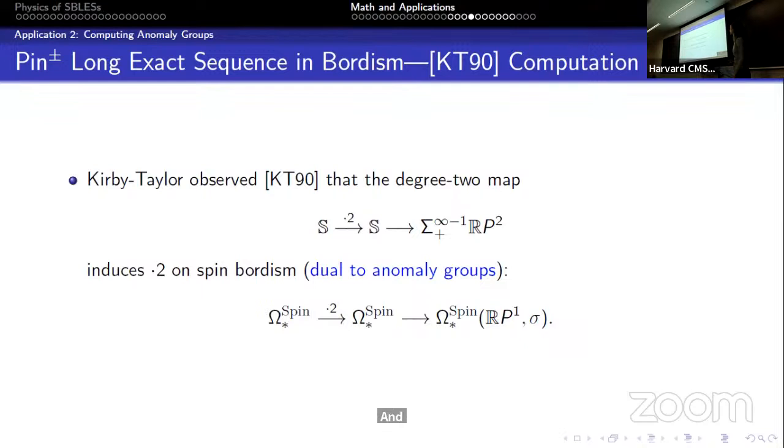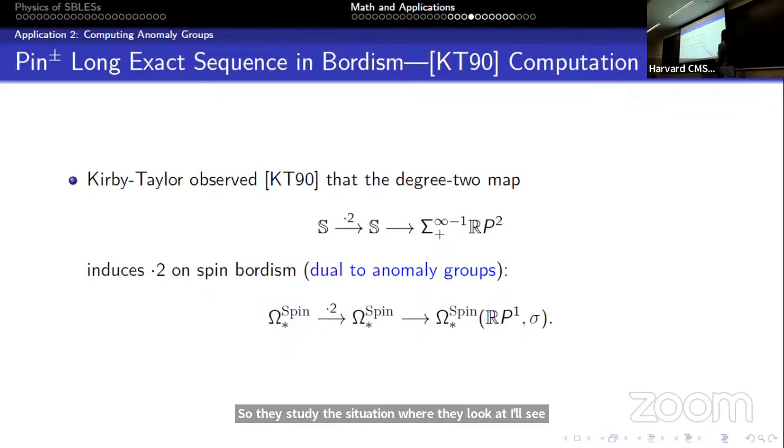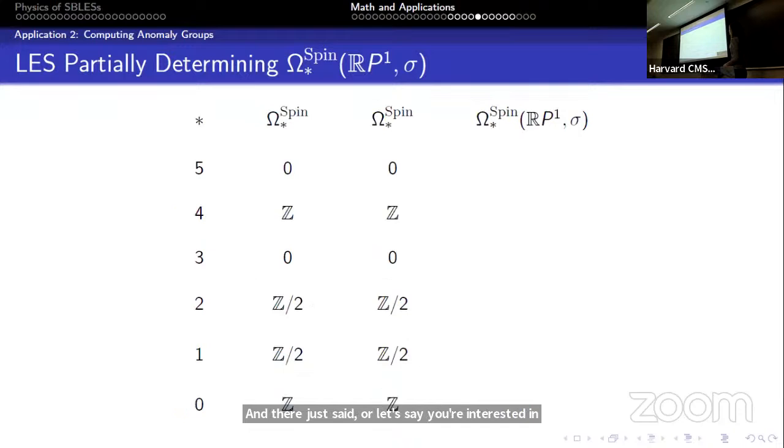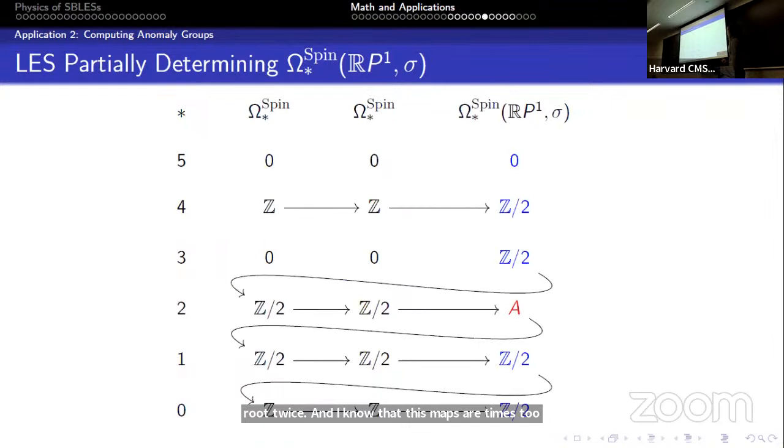So they studied a situation where they look at a sequence of groups. They know one of the maps is times two, and let's say we're interested in computing this third group. If you use their setup, where it's the same group twice and I know that these maps are times two, then I can make limited deductions about what this third group is. I can see that the cokernel has to be a C2, similarly down here. But if you go through the argument, you're unable to resolve this last group. This group could be either C2 times C2, or it could be a Z4. It's not clear from this approach which one it is.